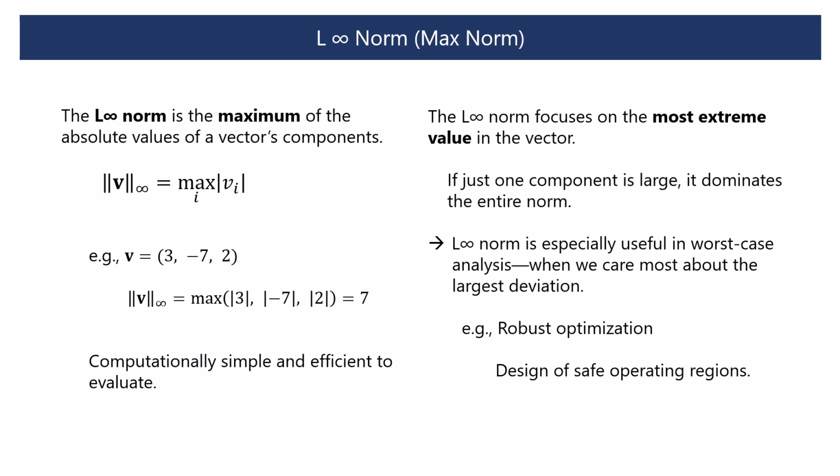The L infinity norm focuses on the most extreme value in the vector. That means if just one component is large, it dominates the entire norm. For this reason, the L infinity norm is especially useful in worst-case analysis, when we care most about the largest deviation. This makes the L infinity norm valuable in fields like robust optimization and the design of safe operating regions. For instance, when setting safety margins, it makes sense to account for the largest possible risk among all variables.